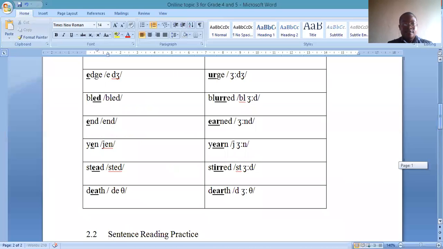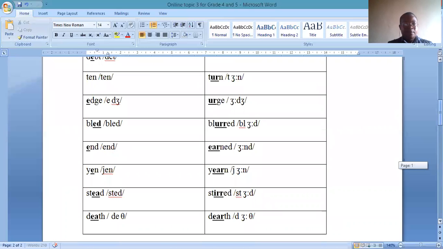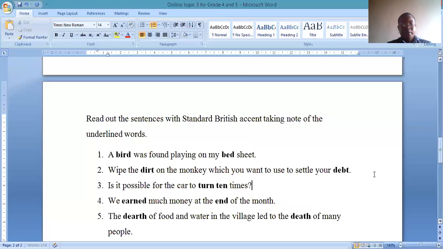That is the topic for this week. Please make sure that you practice the pronunciation so that when you want to use these words in sentences, it will be correctly articulated or correctly pronounced.